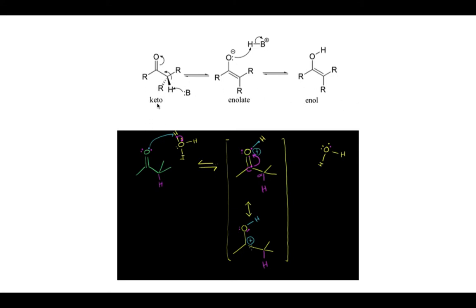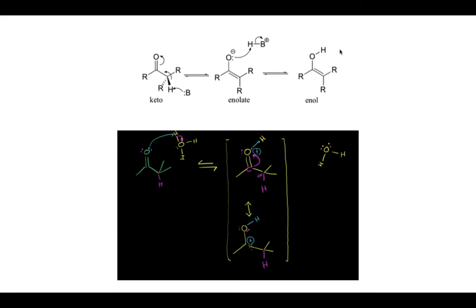The name keto-enol is derived from the functional groups it has. So keto stands for the ketone, which is the O and C double bond, that is, a ketone functional group, whereas enol stands for, the "en" stands for alkene, which is a hydrocarbon with a carbon-carbon double bond, and the "ol" stands for the alcohol functional group, the OH functional group.